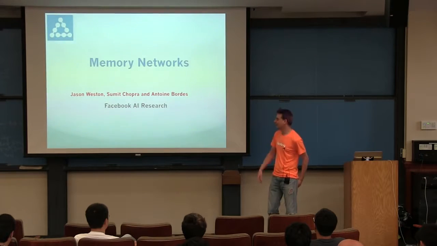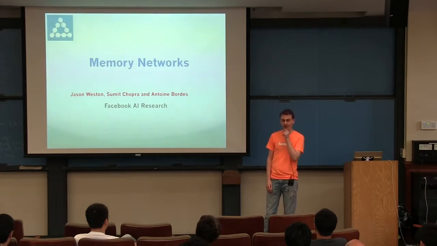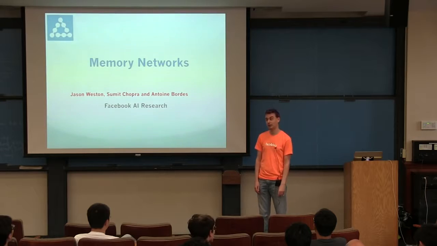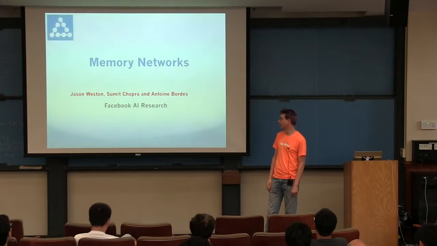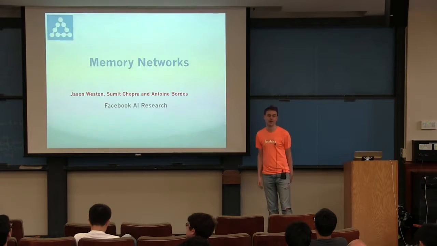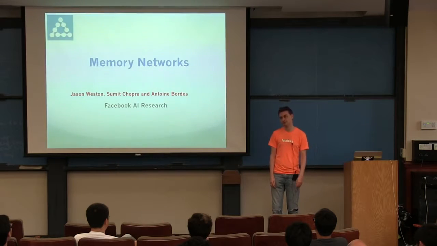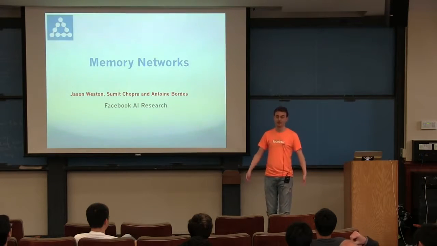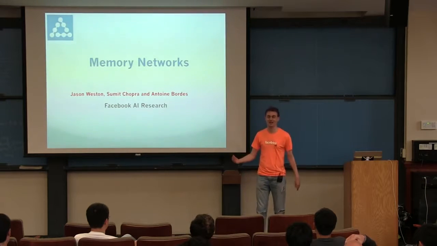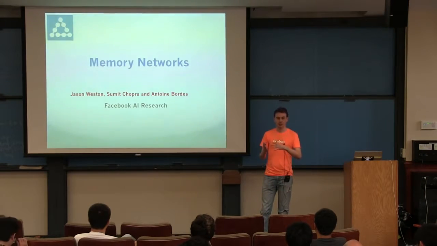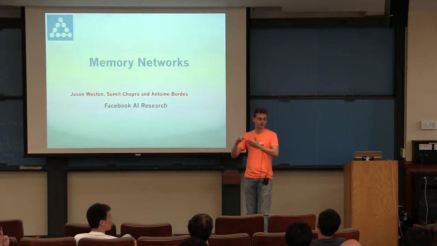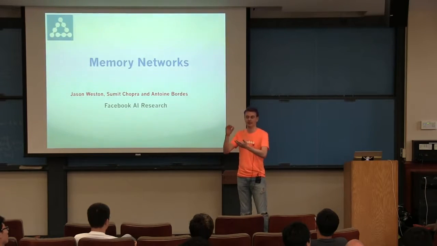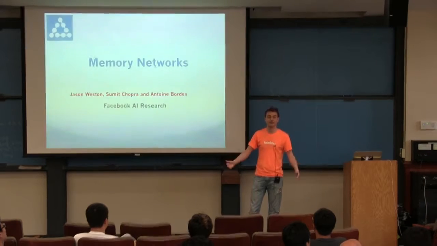So that's me, and I'm going to be talking today about some algorithms that we've developed at Facebook with Sumit Chopra and Antoine Borde, who work there. They're called memory networks. They're a variant of neural networks where, obviously from the name, you're allowed to have some large external memory which the neural network can access, and it can read and write to this memory in order to fulfill its function, whatever it's doing.